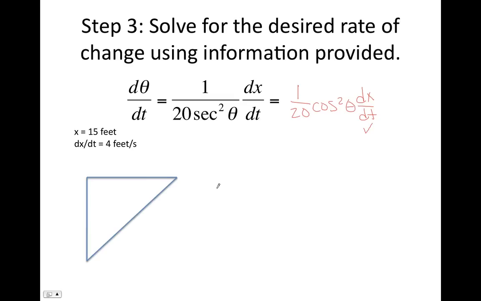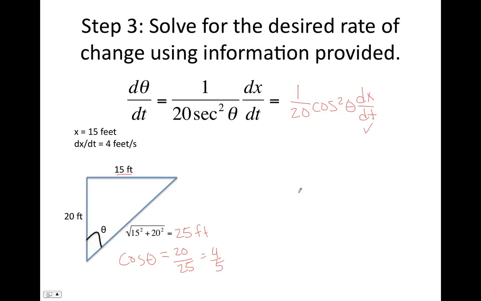To get that, let me set up my triangle again. I want the cosine of this angle here, theta. Remember that the spotlight is 20 feet from the starting point and that the man is 15 feet away from that. So I can use the Pythagorean theorem to fill in the third side. I get the square root of 15 squared plus 20 squared, or 25 feet. And then I can use that to find the cosine of theta. Cosine is given by adjacent over hypotenuse, so I have 20 over 25, or 4 over 5.